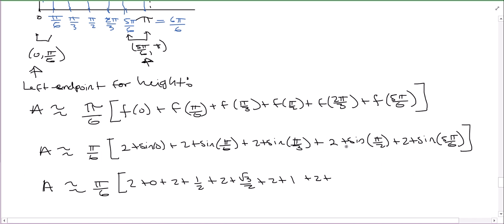did I skip one? I skipped the 2 pi over 3. There should be a plus 2 plus sine of 2 pi over 3. Root 3 over 2, and then plus 2 plus 1/2.